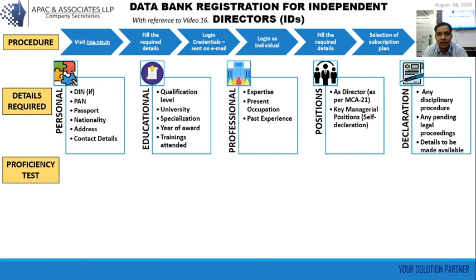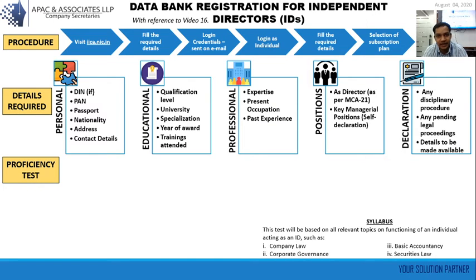Thereafter, the applicant is required to undergo a proficiency test that would be held online, covering all relevant topics on the functioning of an individual acting as an independent director, such as company law, corporate governance, basic accountancy, and securities law. The applicant also has an option to appear for the mock test before attempting the actual test for familiarization purposes. The proficiency test shall be undergone within 1 year from the date of admission to the databank.